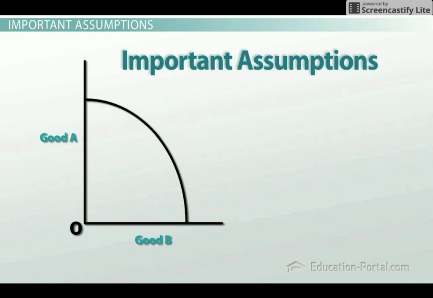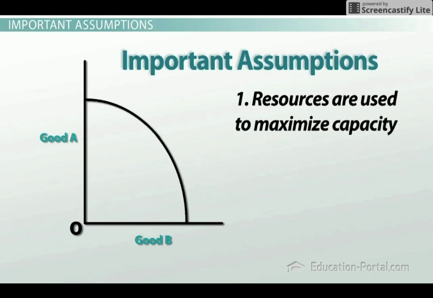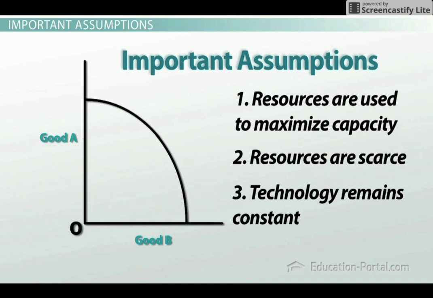There are three important assumptions involved in using the production possibilities model. One, resources are used to maximize capacity. Very important. Two, resources are scarce. And three, technology remains completely constant. We're trying to use our resources to the fullest, but we only have limited or scarce resources. We're also assuming right now that the technology we use to produce our goods isn't changing at all.